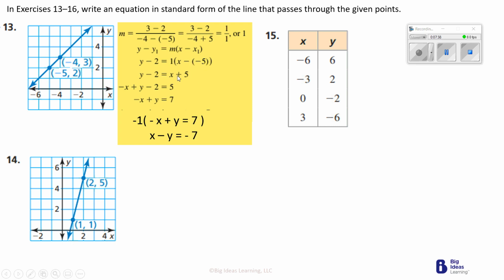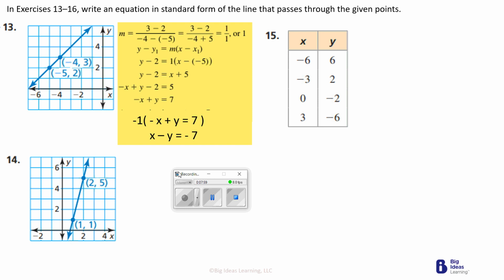Negative times a negative is a +5. And then this will become a -2. We're going to move the x over here by subtracting x from both sides. Then we're going to move the 2 over here by adding 2 to both sides. Right? And now we're going to multiply by -1 to get the inverse of this formula, x minus y equals -7.